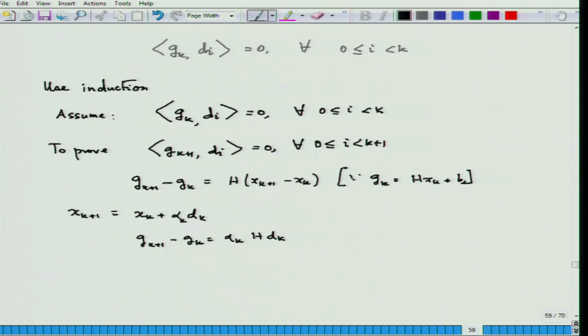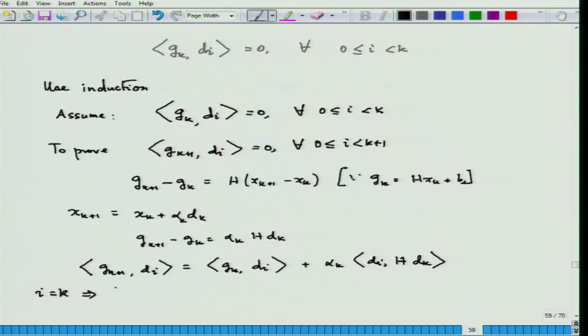Now, I take the inner product of both sides with d_i, for i. So, then I will get g_(k+1) d_i is equal to g_k d_i plus alpha_k d_i H d_k. Now, I have to prove this fact. So, basically I have to prove that for all i from 0 to k, this thing holds. So, first put i equal to k.